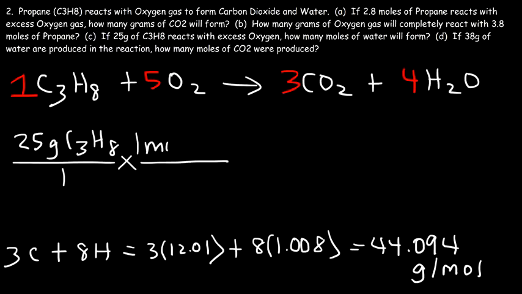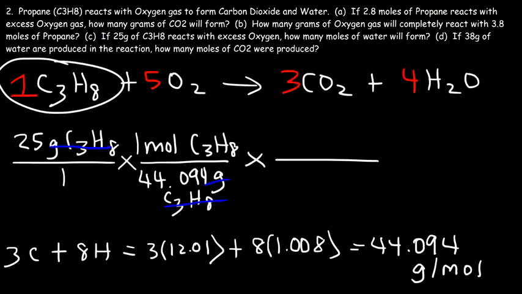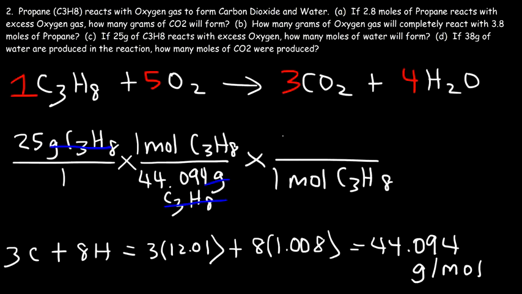So 1 mole of propane has a mass of 44.094 grams. So we could cancel the unit grams of C3H8. So now let's use the molar ratio to change the substance from propane to water. So the molar ratio is 1 to 4. So for each mole of propane that reacts, 4 moles of water will be produced.